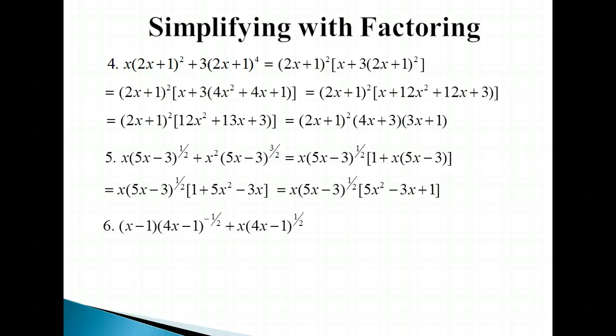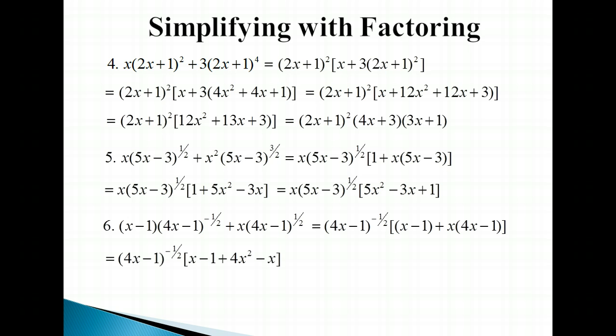Alright, so let's look at the next one. We have x minus 1 times 4x minus 1 to the negative 1/2, and x times 4x minus 1 to the positive 1/2. Again, what we want to do is factor out our greatest common factor, and we look for the lowest degree. So we're going to factor out a 4x minus 1 to the negative 1/2. So for our first term, we're left with x minus 1. And for our second, we're left with x times 4x minus 1 to the first power. So again, think about this as an implied 1 here. So when we distribute this to that, we would add the exponents. So negative 1/2 plus 1 gives me positive 1/2.